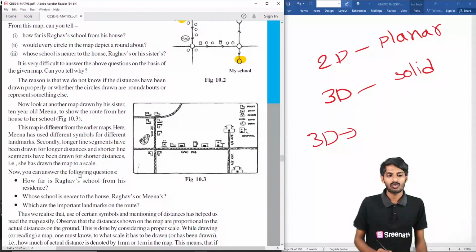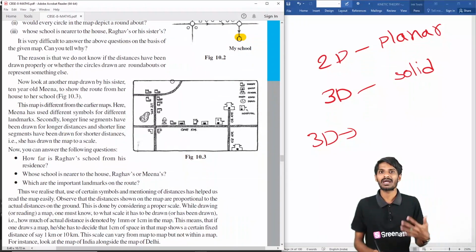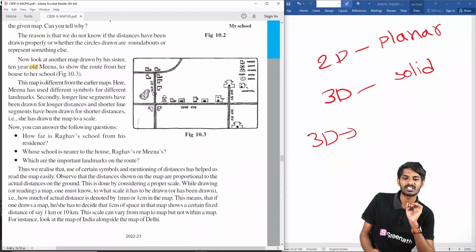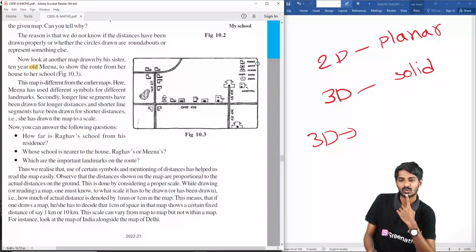Okay students, now look at another map drawn by her sister. So she is 10 years old. If you see, Meena has used different symbols. These are the symbols: this is for the pharmacy and this is for the petrol bunk, and she has mentioned all the symbols here. It is the school, it is the shop, it is the house, like that.